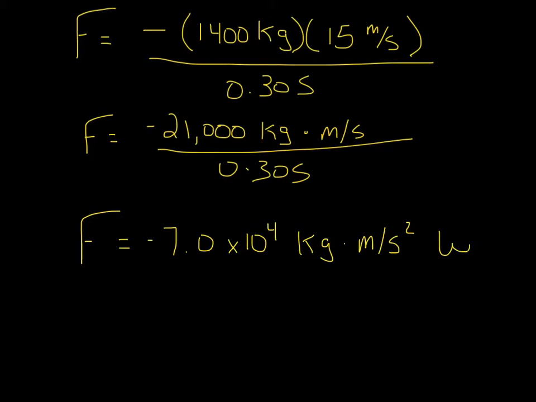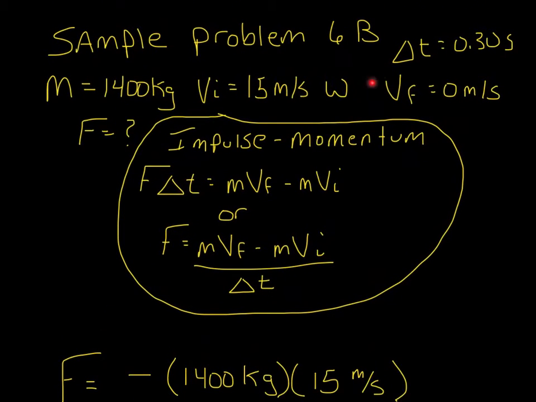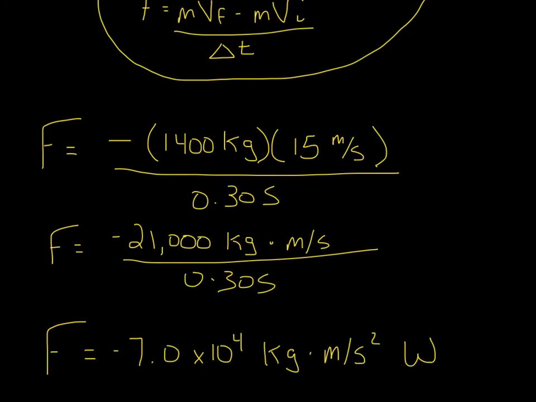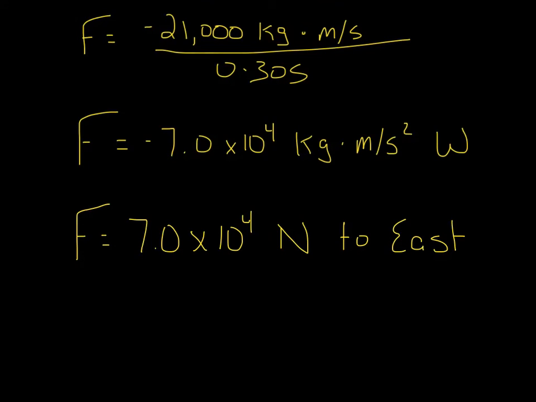And it's going to be west because our initial velocity here was to the west. But taking into account that it's negative means it's going to change direction. So my force is going to be a positive 7.0 times 10 to the fourth kilogram times meters per second squared, which ends up being a Newton. And my direction is going to be to the east, because negative west is east.